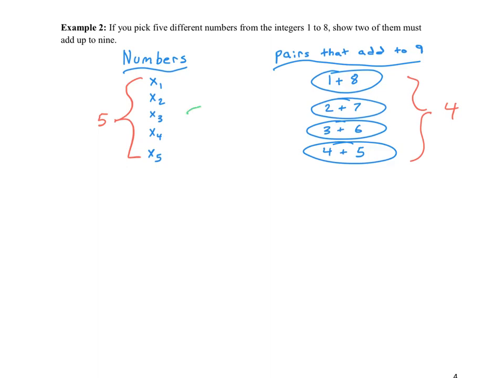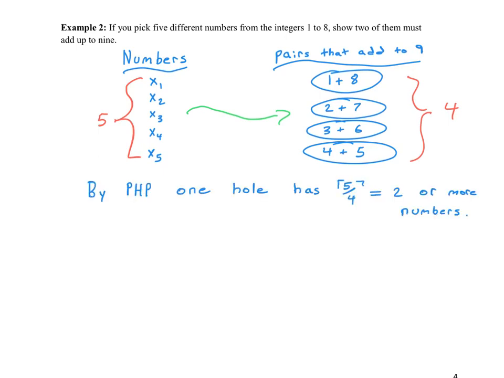So when these pigeons on the left fly into the corresponding holes on the right, there's 5 pigeons flying into 4 holes, and we can use the pigeonhole principle. So we've got 2 or more of our numbers landing in one of the holes. And for this particular problem, we can get rid of the "or more" because all the integers that we were given are different by the question, and each hole can only hold up to 2 of these numbers. So one hole has, in this case, exactly 2 numbers. And that particular hole has a pair that adds up to 9. We don't know which pair, but the pair exists.